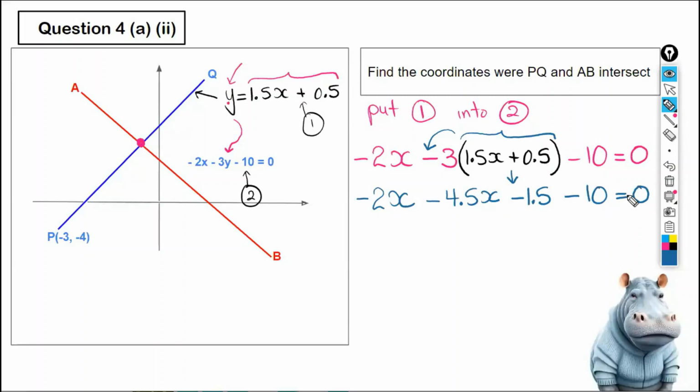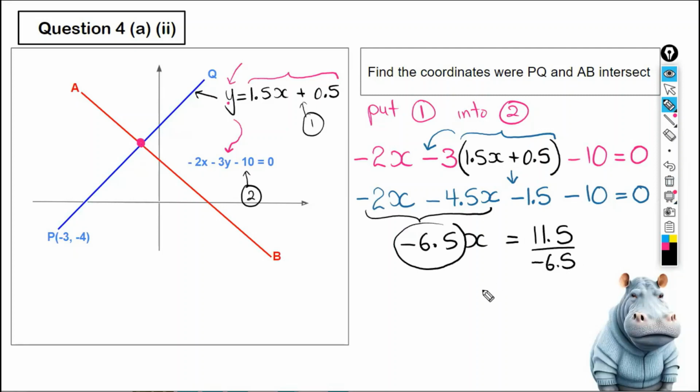So now we just take our time, get all the x's on one side, everything else on the other side. Minus 2x minus 4.5x is minus 6.5x. And if you throw across minus 1.5 and minus 10, you'll get 1.5 plus 10, which is 11.5. Here's a multiply, throw them across, you get a divide. So x is how much here? I think we're going to get a negative value for x. 11.5 divided by 6.5 negative. To 2 decimal places, it's minus 1.77.